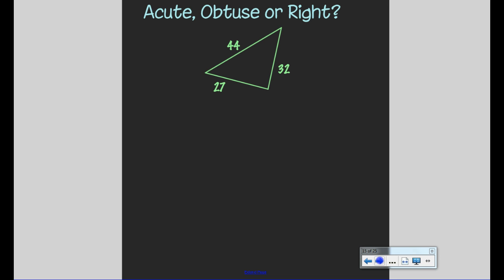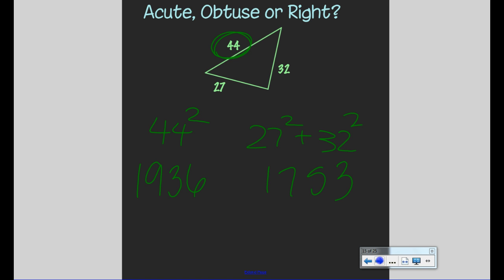Guys, the only way to do this, the only way, is to do c squared and a squared plus b squared. You can't just look at the triangle. You can't. They're all going to look acute. All of the triangles are going to look acute. Gotta use those numbers. Okay. 44 squared. Whoa, these numbers are big. 1936. 27 squared plus 32 squared.